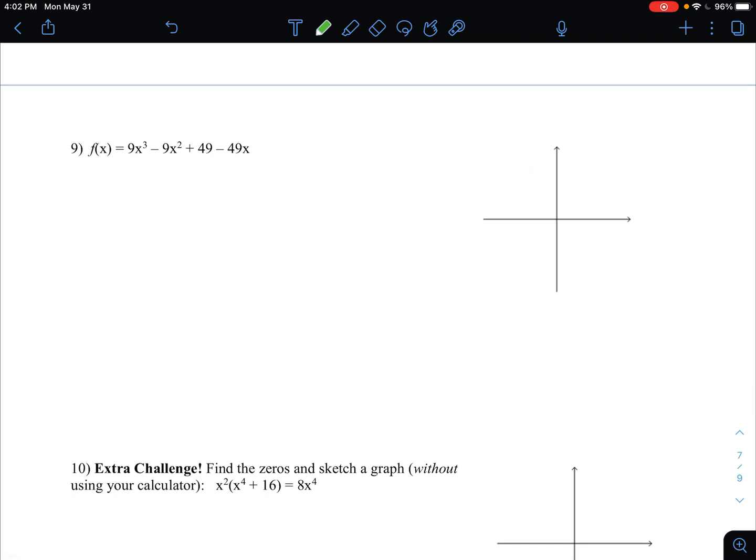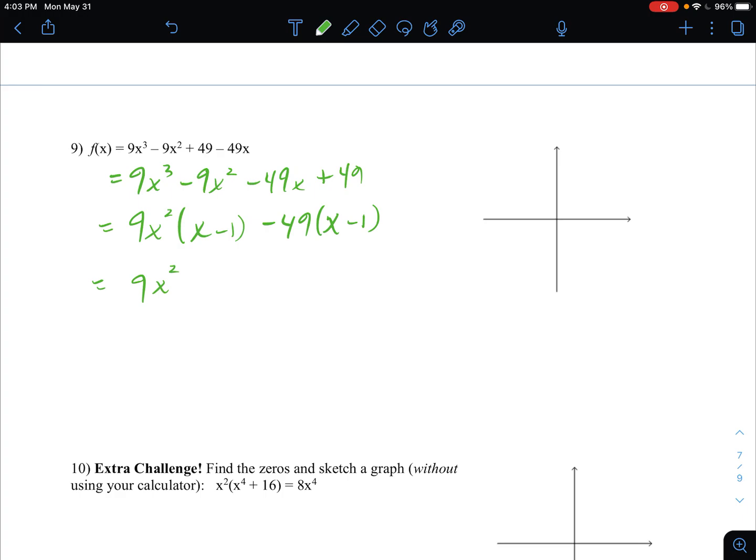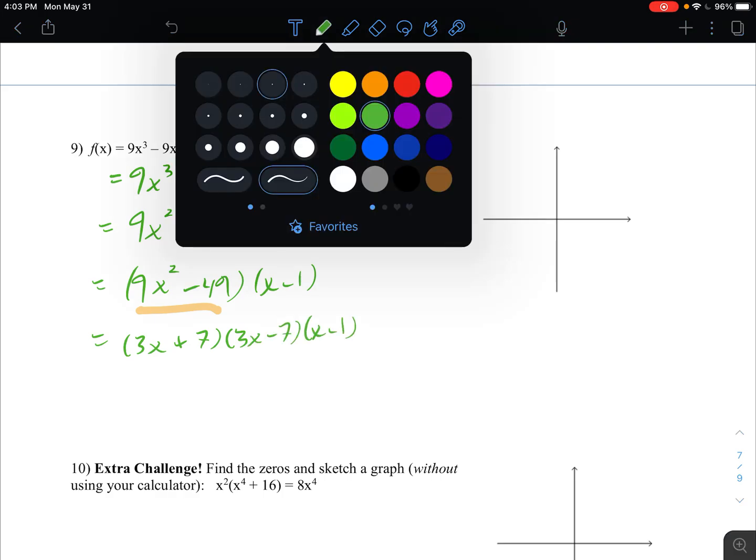And we have one more. Let's fix the order. This looks like another candidate for factoring by grouping. Here we can factor out 9x squared, and we're left with x minus 1. Here we can factor out a negative 49, and we have x minus 1. So 9x squared minus 49 times x minus 1. This first part here is a difference of perfect squares. So that factors as 3x plus 7 times 3x minus 7 times x minus 1.